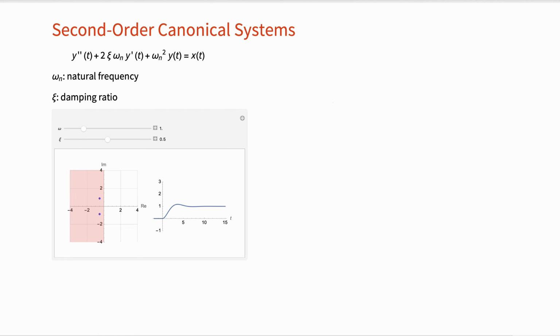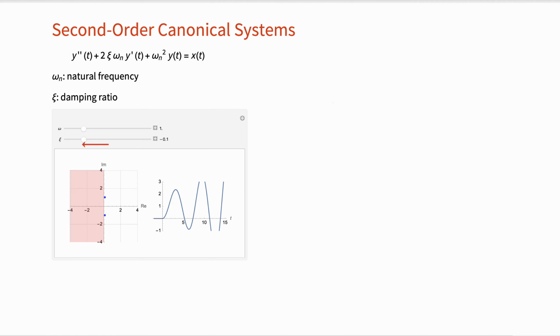Let's look at the step response of this second-order system shown here on the right-hand side by varying the values of the two parameters, natural frequency and damping ratio. The graph on the left side shows the location of the poles, or the roots of the characteristic equation of the system as a function of the changing parameters. The poles govern the stability of the system. For a system to be stable, all poles must lie in the left-hand side of the complex plane.